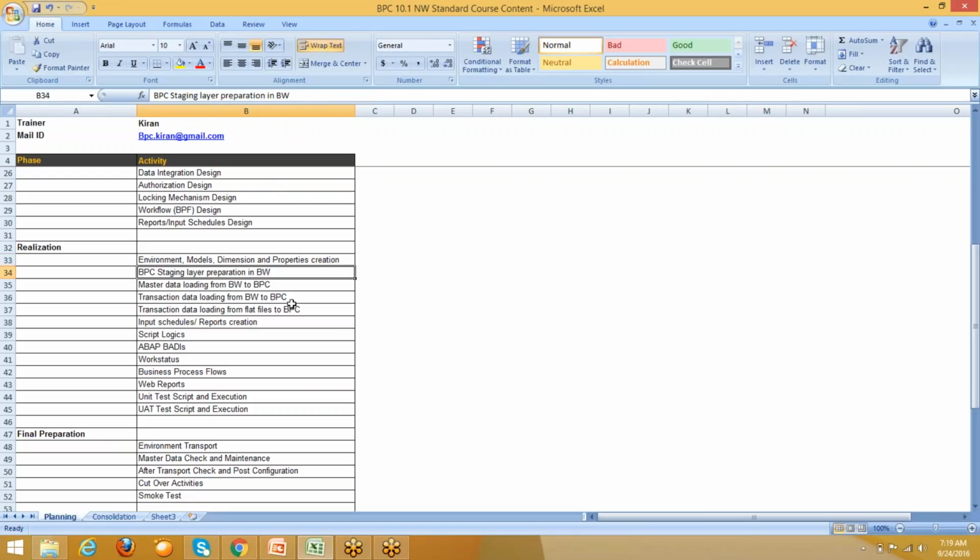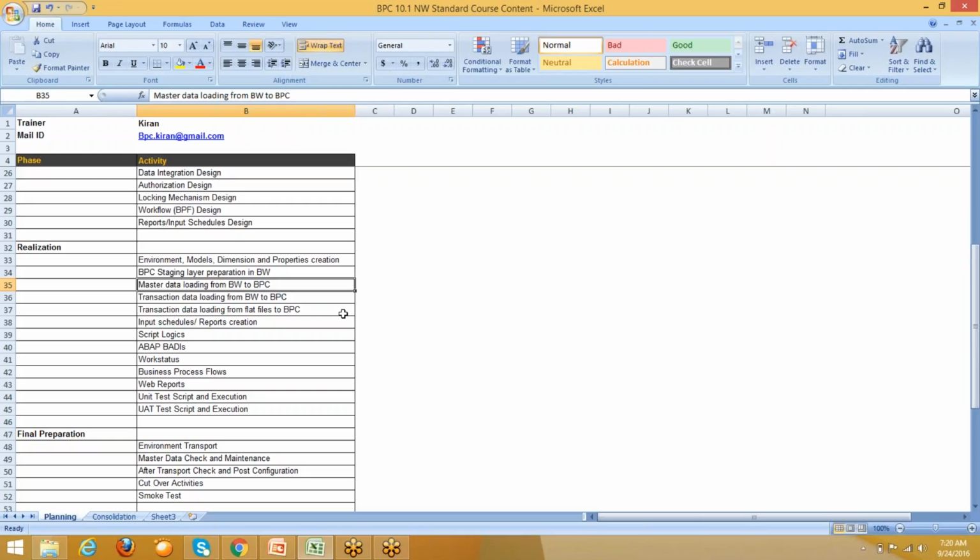We are going to develop the BPC staging layer in BW. Basically, when you talk about BPC, it is integration of ECC, BW, and BPC. The actual data always comes from ECC to BW, BW to BPC. So once the data comes from ECC to BW, you can change the data as per BPC understandable format or as per BPC requirement, and you can create a BPC staging layer in BW itself. How to create and design that BPC staging layer, I will show you in the system.